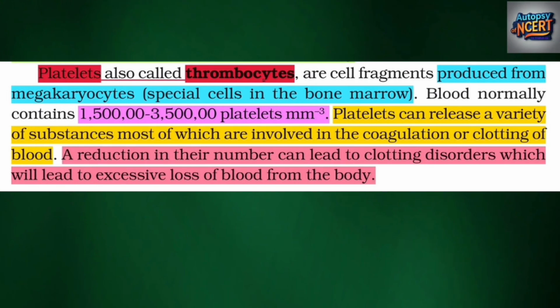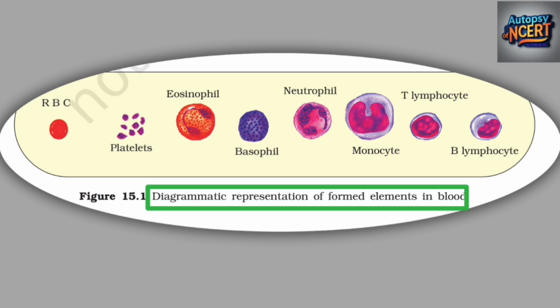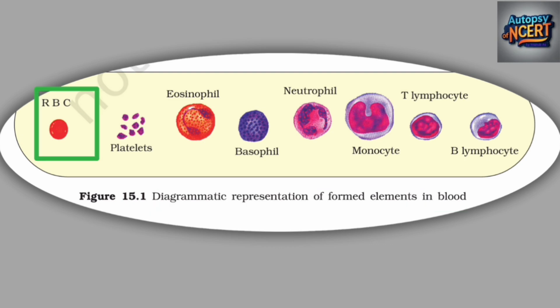Platelets, also called thrombocytes, are cell fragments produced from megakaryocytes, special cells in the bone marrow. Blood normally contains 1.5 lakh to 3.5 lakh platelets per millimeter cube. Platelets can release a variety of substances, most of which are involved in the coagulation or clotting of blood. A reduction in their number can lead to clotting disorders, which will lead to excessive loss of blood from the body. Diagrammatic representation of formed elements in blood.